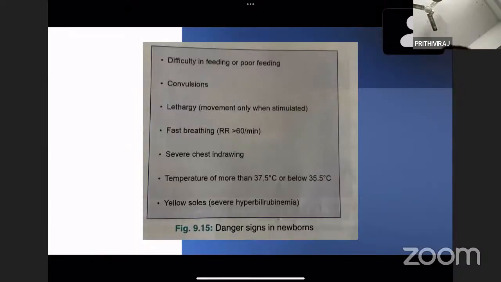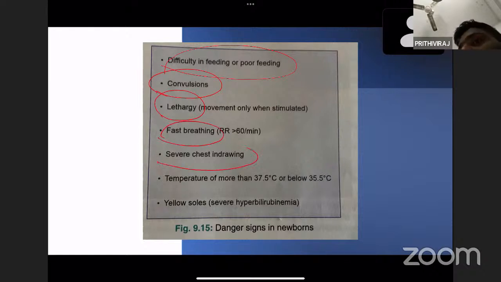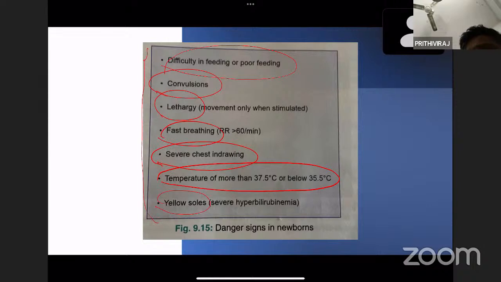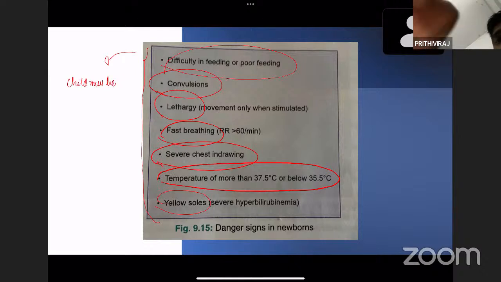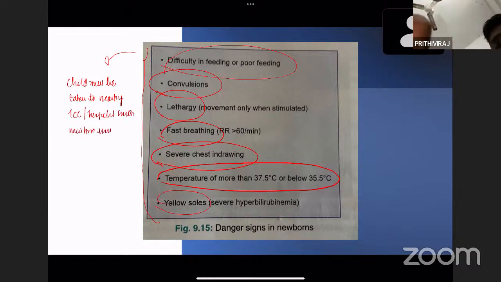So these are the warning signs you have to explain to the mother: difficulty in feeding, convulsion, lethargy, fast breathing, severe chest indrawing, temperature of more than 37.5 or below 35.5, yellow soles. If any one of these is present, the child must be taken to a nearby tertiary care center or hospital with a newborn setup immediately, without any delay.